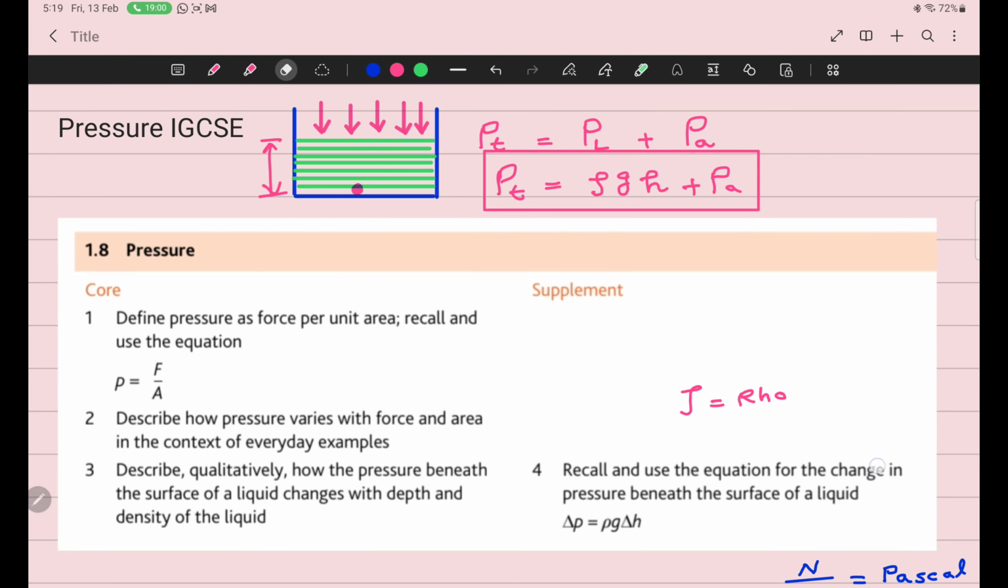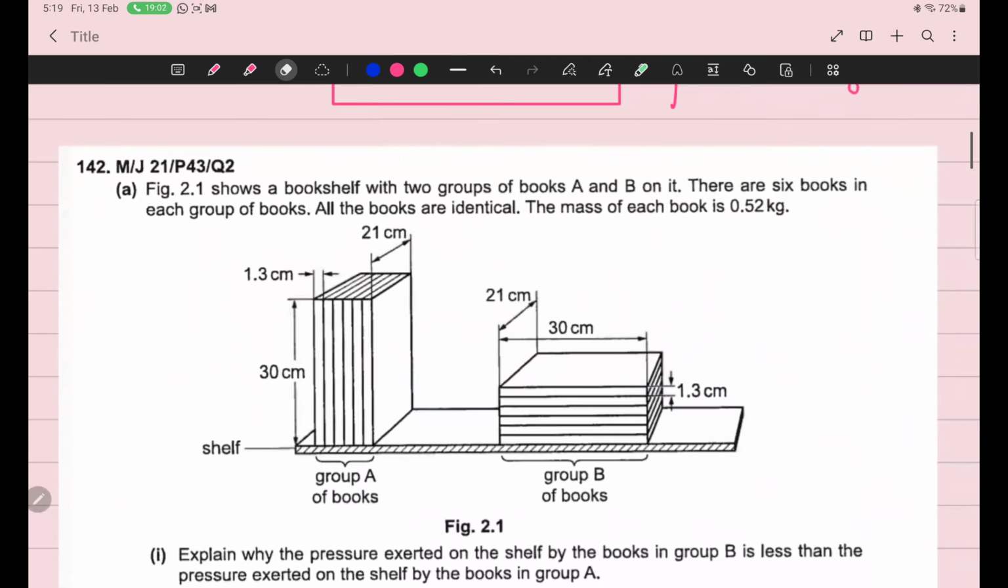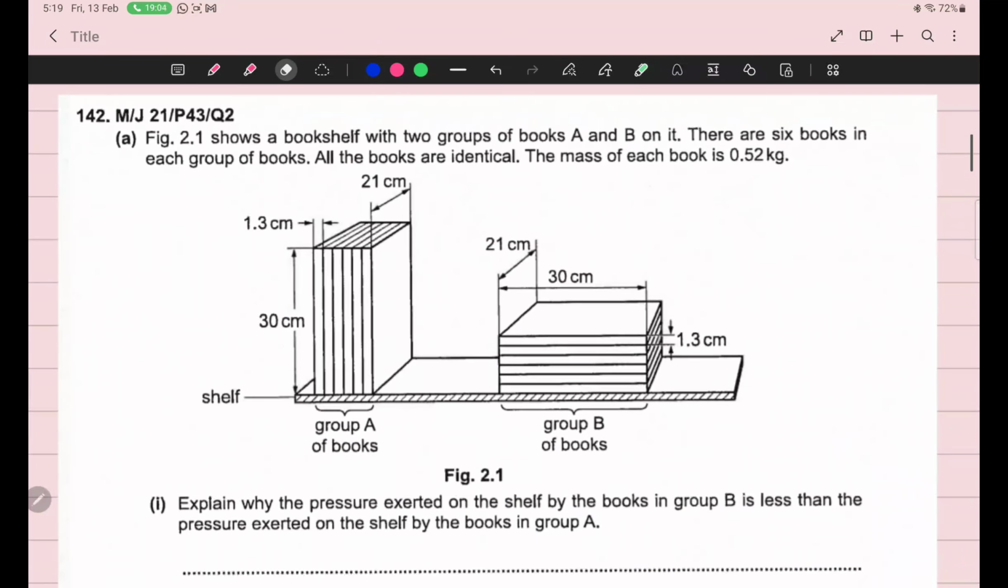And now we are solving question number one, June 2021. The question is, sir, there is a bookshelf, and on this bookshelf, there are two groups of books, books A and B. This is group of books A, and this is group B of the books.